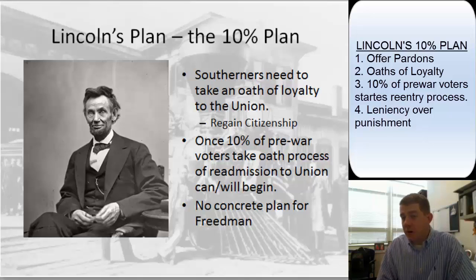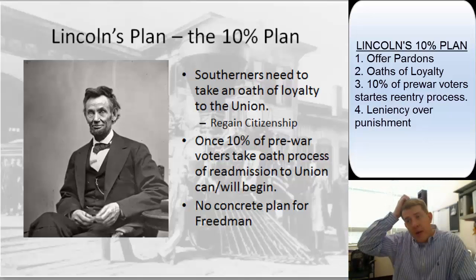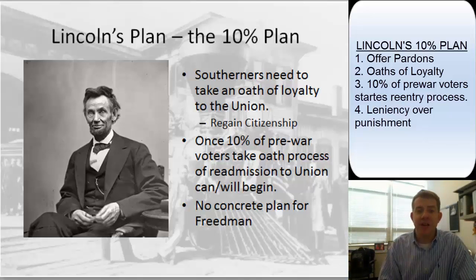Once you get a presidential pardon, you become pardoned for anything you might have done during the war. What Lincoln believes that does is help you regain citizenship, and it gives him the two things he needs: people who can vote, and people they can vote for. And this is why his plan becomes known as the 10% plan. He says once 10% of the pre-war voters have taken the oath of loyalty and have their citizenship back, that state can begin the process of being readmitted to the Union.